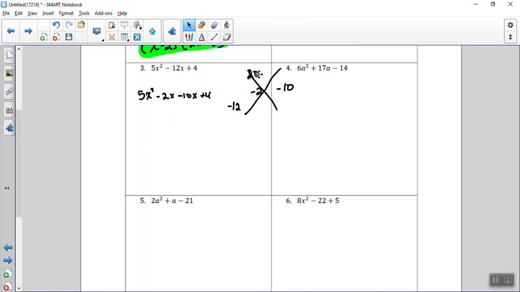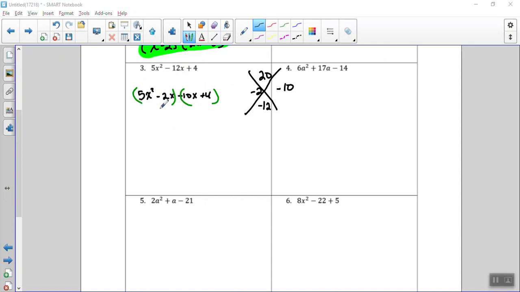Sorry, let me move these over. Alright, now I'm gonna factor by grouping. I'm gonna group the first two together. I'm gonna group the second two together. And then I'm gonna factor them out separately. Nothing goes into 5 and 2, but there is an x here and an x here. Okay, so I'm gonna take just the x out.